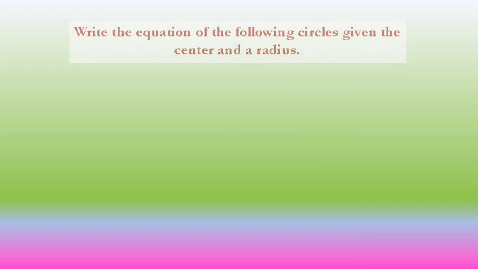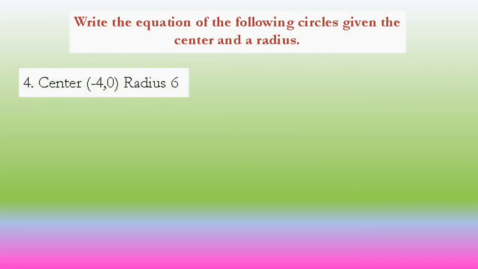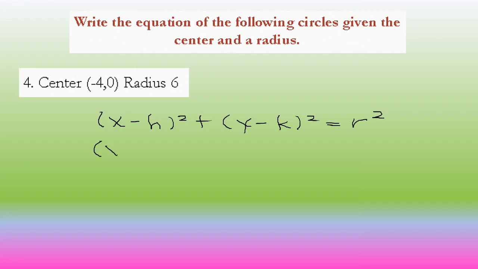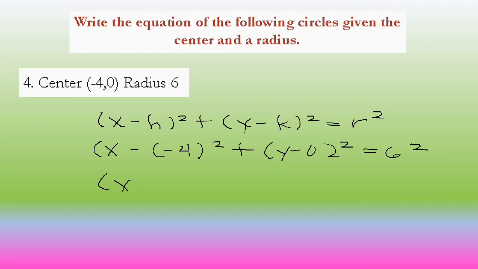So for our last set of examples, the same rule applies. We are going to use the standard form of the equation of the circle, which is (x - h) raised to 2 plus (y - k) raised to 2 is equal to r raised to 2. So replacing h, we have (x - (-4)) raised to 2 plus (y - 0) raised to 2 is equal to 6 raised to 2. So from that, we have come up with (x + 4) raised to 2 plus y raised to 2 is equal to 36.